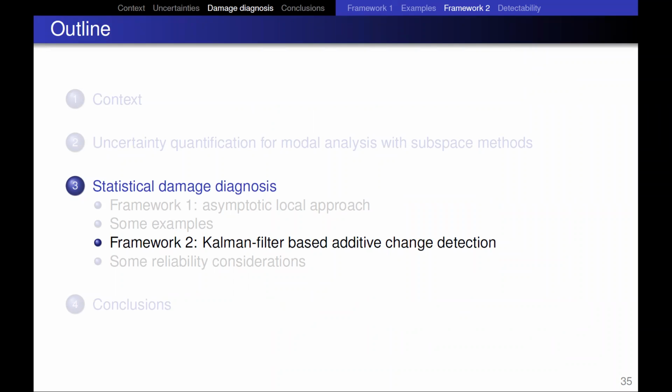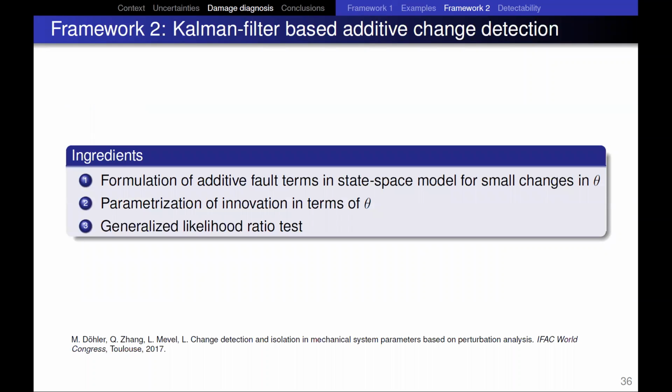Okay, so this was one framework for the statistical damage diagnosis. And now I want to present a second framework that is based on the Kalman filter, also for the purpose of damage diagnosis, where we can exploit the properties of the Kalman filter itself and of residuals and their asymptotic properties for actual damage diagnosis. We have a very similar structure, but with quite a different basic concept for the damage diagnosis.